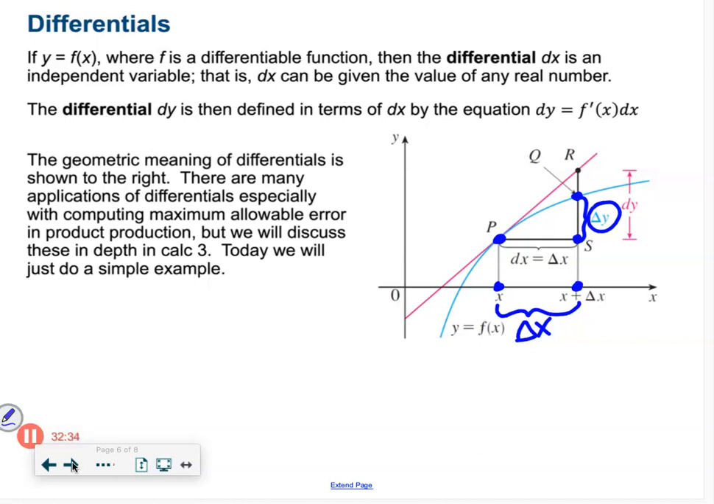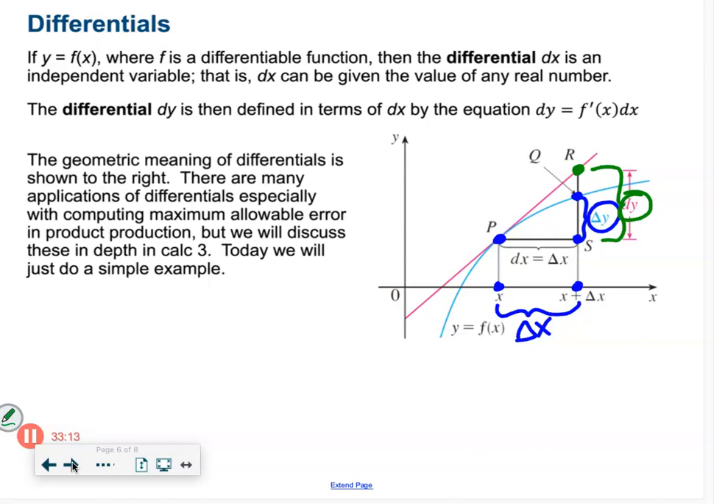We, in life, have found that it's easier to approximate delta y than to actually calculate delta y. So how do we approximate delta y? If we draw a line tangent to the curve at this point, and then plug in our x plus delta x into the tangent line, now the difference between the two y values, which is the difference on the tangent line, is called dy.